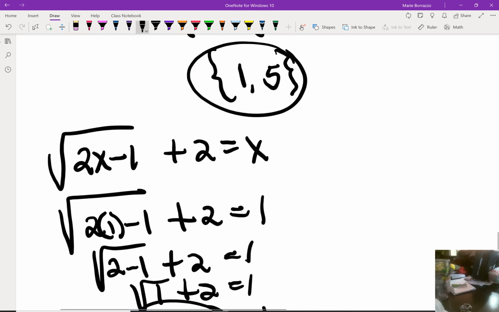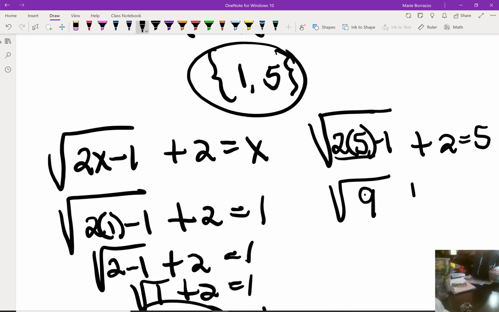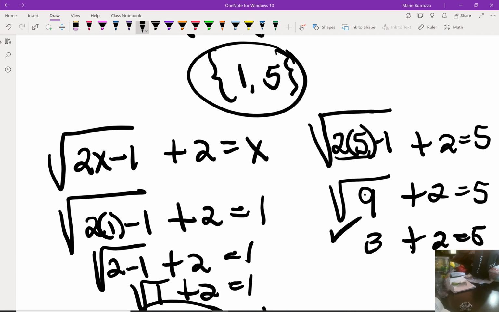Now repeat and rinse that process. Now we use the 5. So square root of 2 times 5 minus 1 plus 2 is equal to 5. And you can already see the math that's going to work here. This is going to give you square root of 9, right? Because 10 minus 1 is 9. Plus 2 equals 5. Square root of 9 is 3, and 3 plus 2 does equal 5. So your only solution here is the 5 itself.